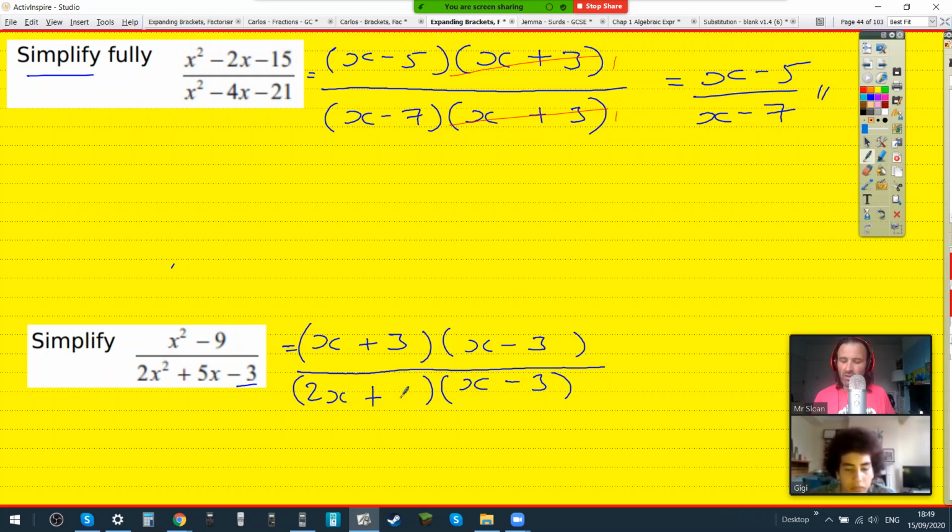-3 times what makes -3? Oh, 1. Yes. And let's check. 1 times x. That will make -5x in the middle if you expand it. So what do we need to change?